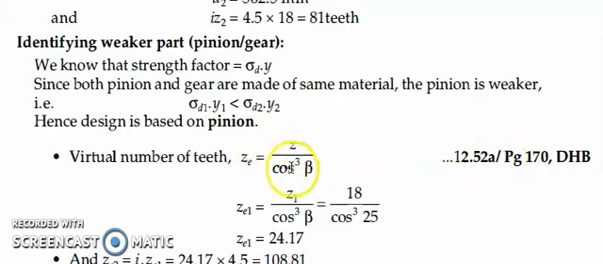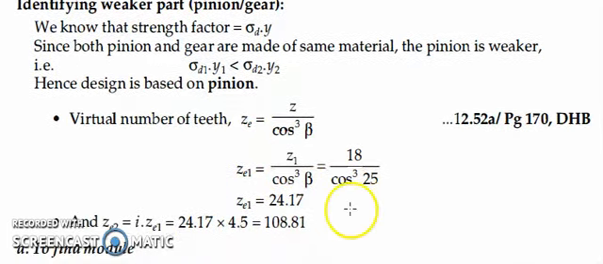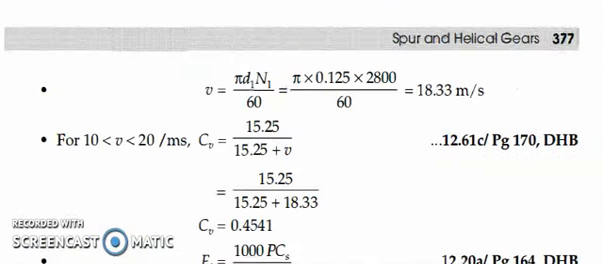Then using this equation we can find the virtual number of teeth, that is equation 12.52a. Z' is equal to Z divided by cos cube beta. So using this equation we can find the virtual number of teeth. Then next one is ZE2, that is the virtual number of teeth on gear. We can take that value 108.81, that is equal to 109.